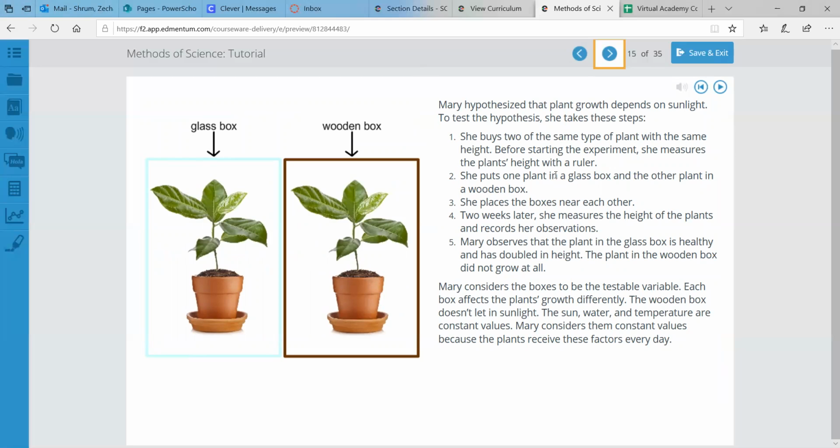So Mary hypothesized that the plant growth depends on sunlight. That is her educated prediction. This shows you the steps she went through. And she kept the sun, water, and temperature at constant values. And she's just changing the presence of sunlight.